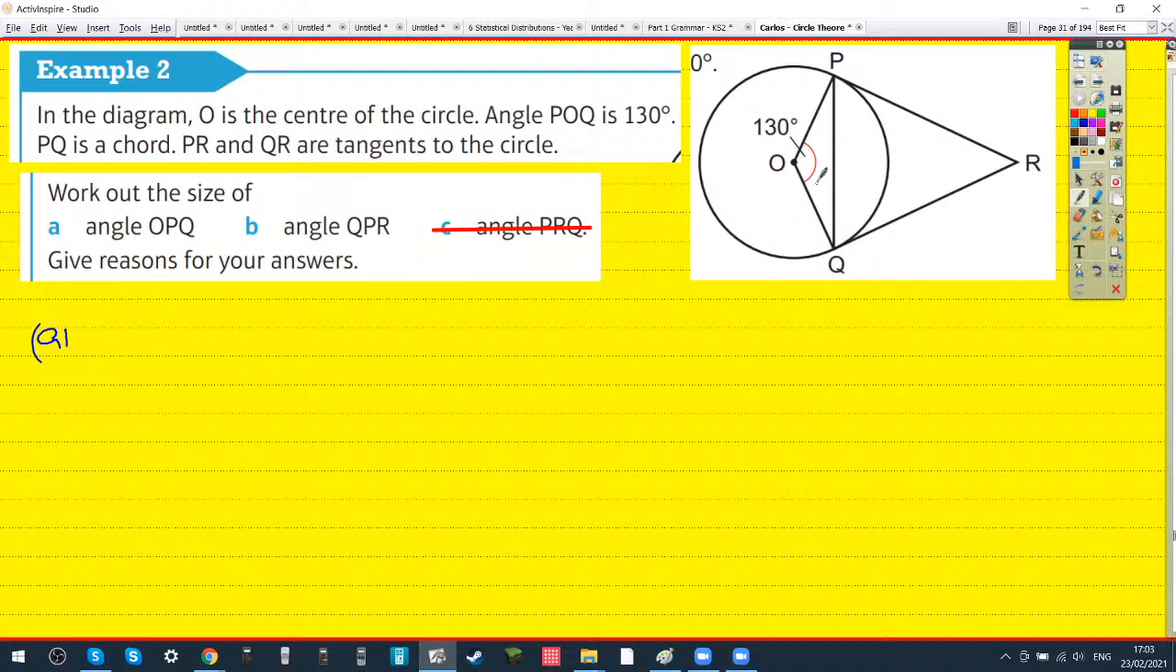So OPQ, yep. Any idea about that? So OP, anything you notice about OP and OQ? They're the same length. Those two sides are radiuses, so the same length, and so these two angles must be the same.